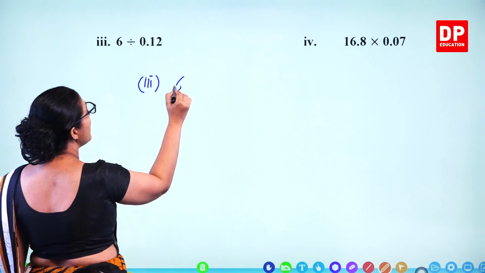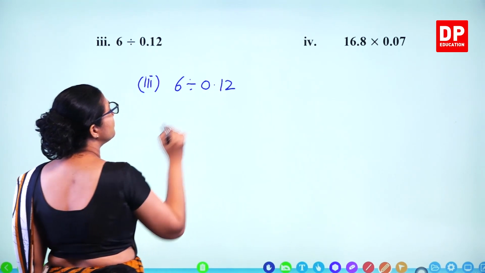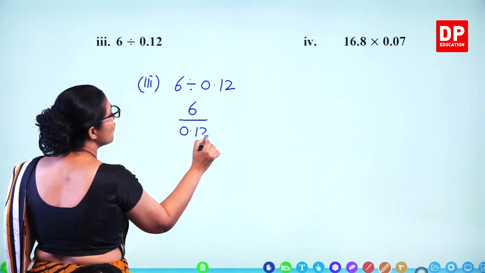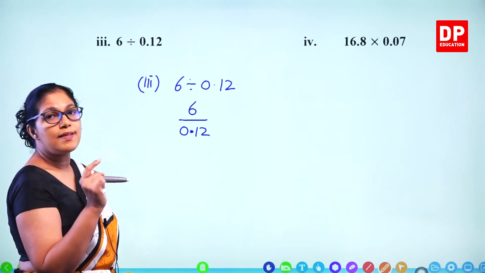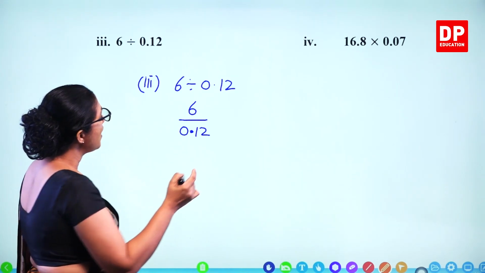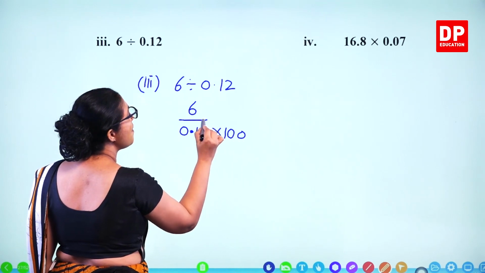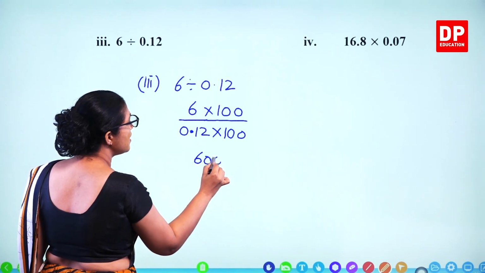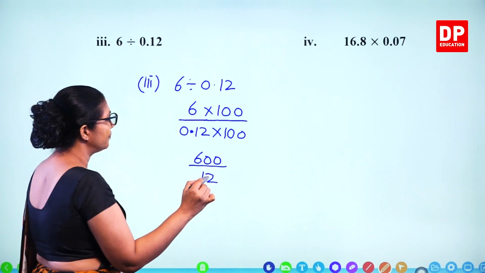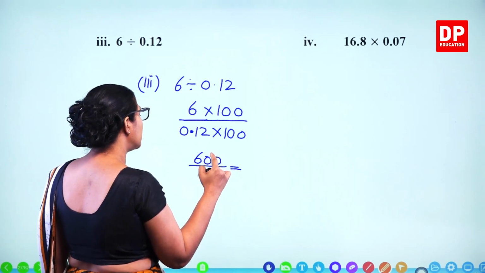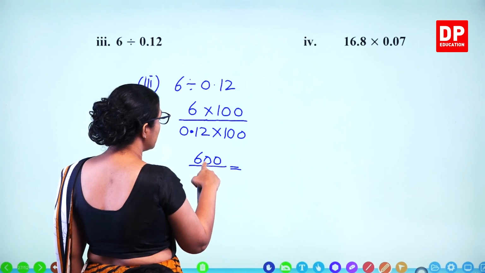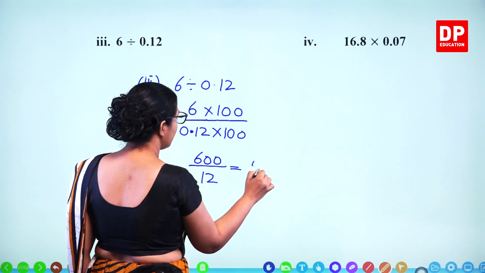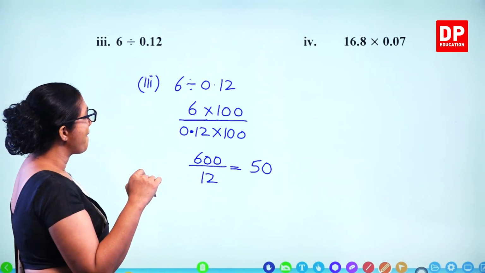6 divided by 0.12. I want to write like this. So here we have to get rid of decimals in the divisor. So what we can do, multiply this by 100. So do the same thing to the numerator. You get 600 divided by 12. So 12 times 5. 12 times 6, 72. 12 times 5, 60. So what's the answer? 50.